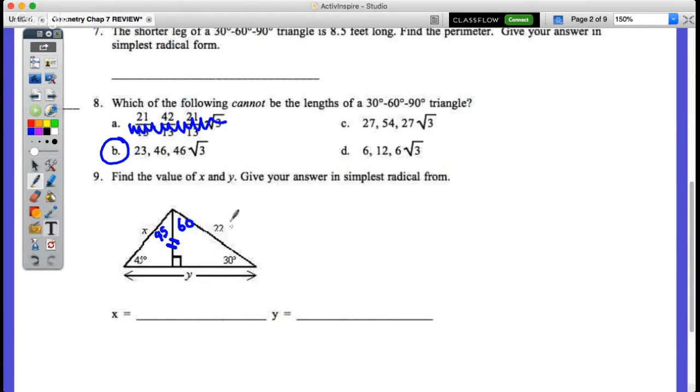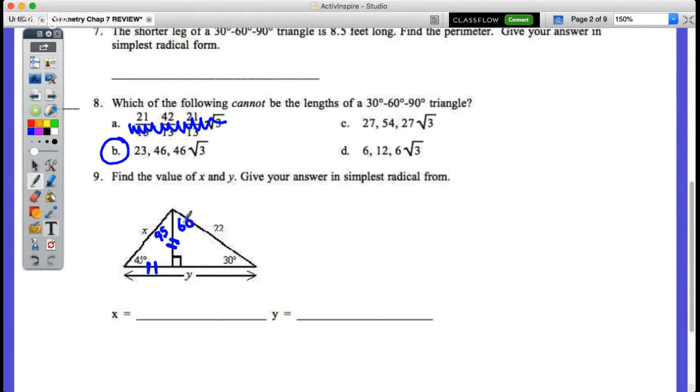This is a 30, 60, 90. The side opposite the 30 has to be half the side opposite the 90. The side opposite the 90 is 22. The side opposite the 30 is 11. So if this is 11, this is also 11 because this is a 45, 45, 90. Why? Because this and this have to be congruent. It's a 45, 45, 90.